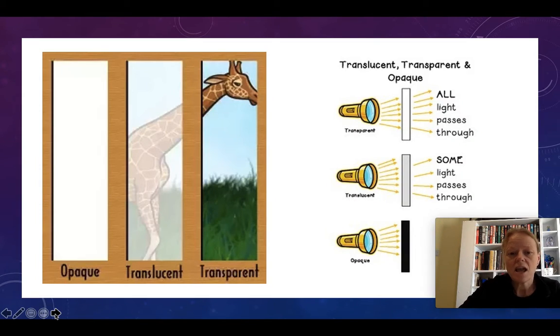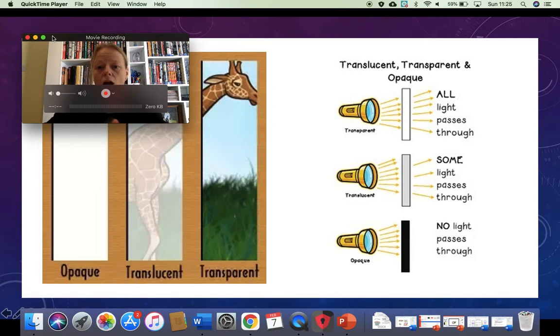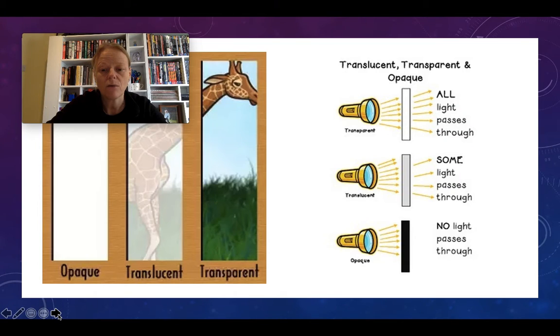So this picture here gives you an idea of what opaque, translucent and transparent would look like. You can see quite clearly the giraffe in the transparent window. You can kind of see a little bit of the giraffe in the translucent, but you wouldn't be able to see anything at all through the opaque window. So to recap, a transparent object will let all light through, a translucent object will let some light through, and an opaque object will not let any light through, so you wouldn't be able to see through that object.